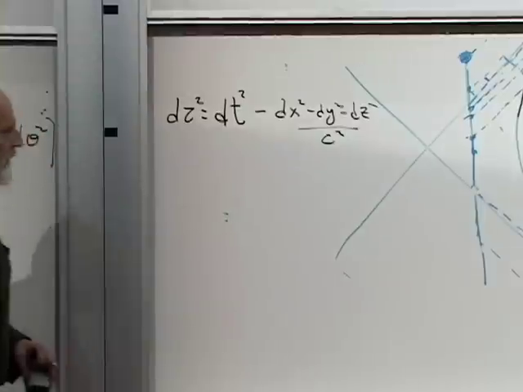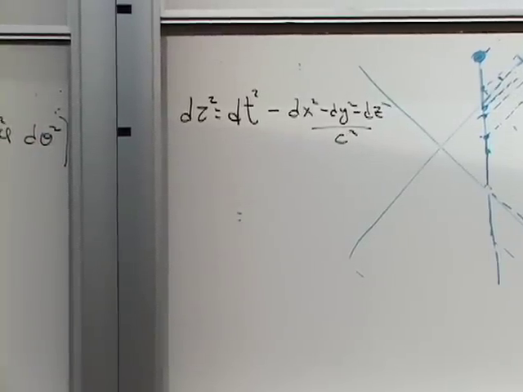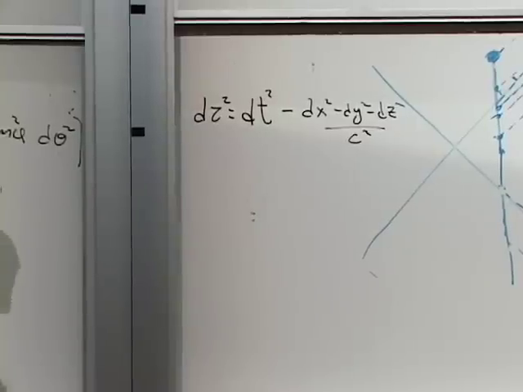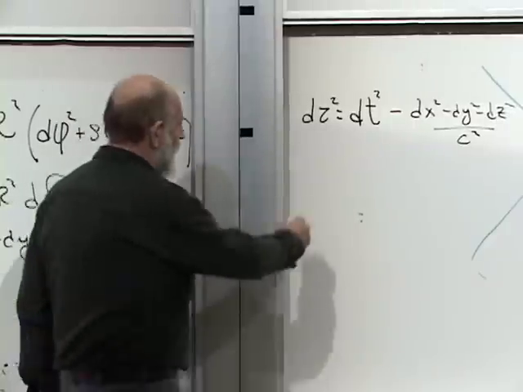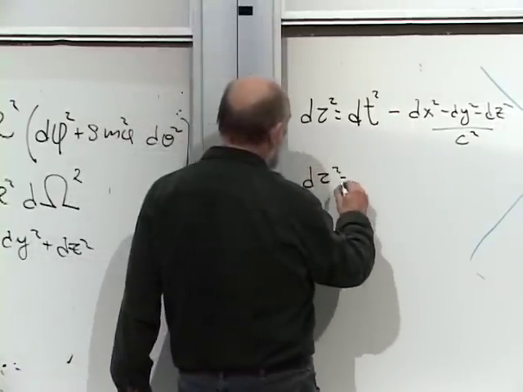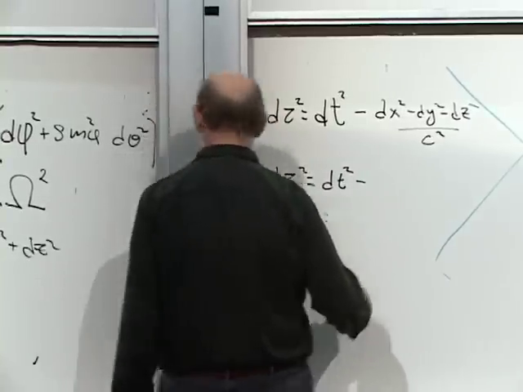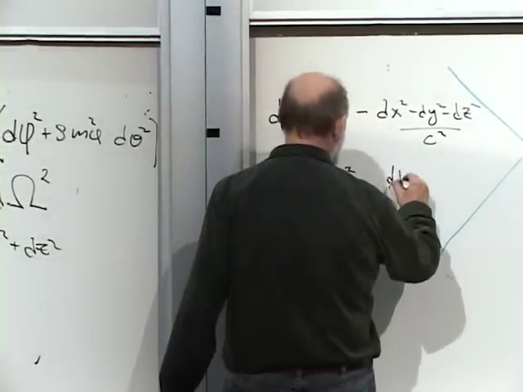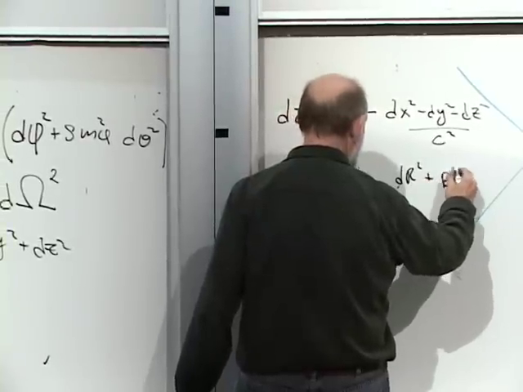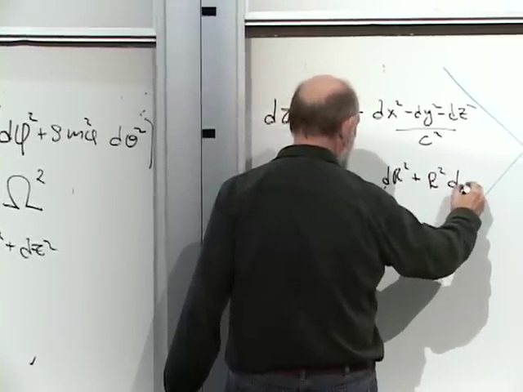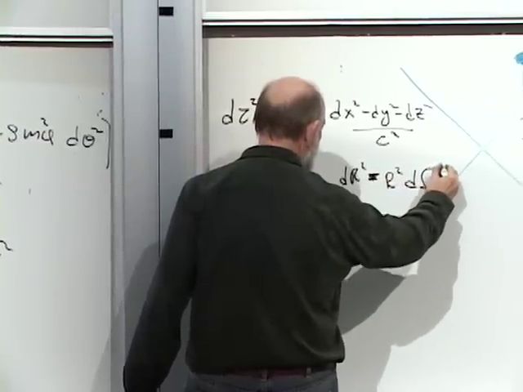If we wanted to put speeds of light in, they would go over there. I'll include them a little bit for the moment. How do we rewrite that in polar coordinates? Well, we just rewrite it as d tau squared equals dt squared minus dr squared minus r squared d omega squared.